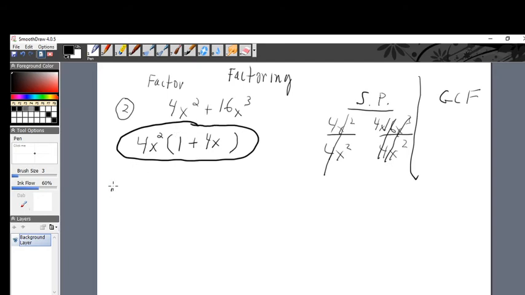On your answer sheet, they may not like what this looks like. They may much prefer 4x squared times 4x plus 1. I can't guarantee exactly what your answer sheet is going to look like, but if you did this, then you are 100% correct. Let's say they say answer D is 4x squared times 4x plus 1. You got to realize that you got the right answer, and you just put it in a different order. Okay, we've done that one.